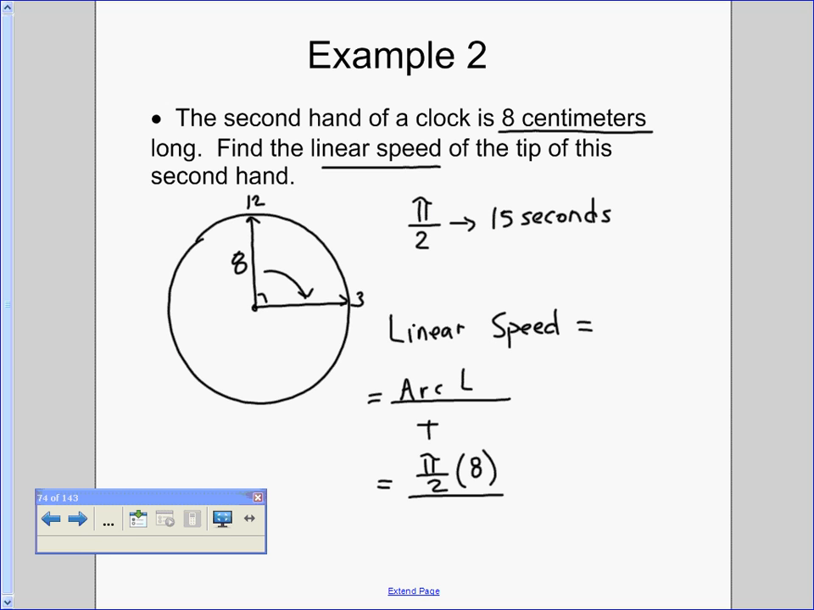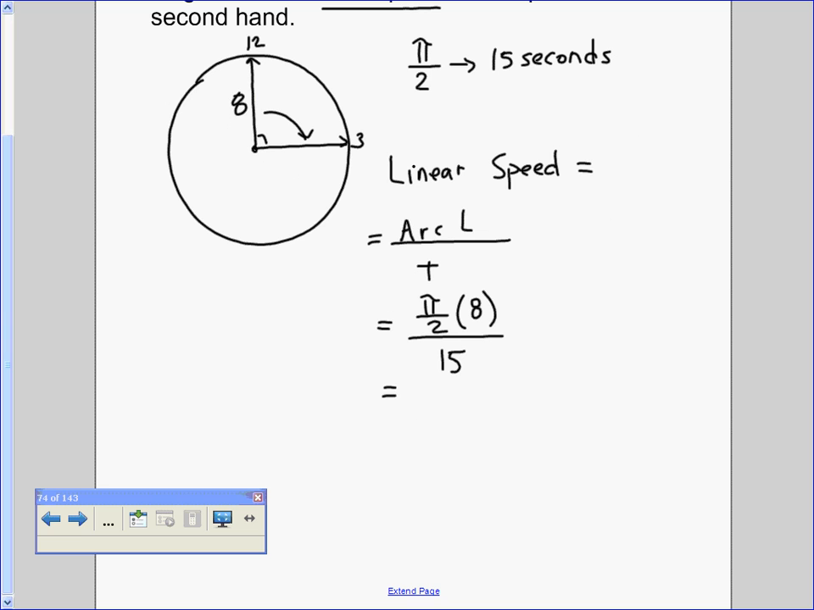Okay, and so that's going to give us our arc length, and it's going to take 15 seconds for us to produce that arc length. So we divide by the 15, which is our time. And so we just simplify that. And when we do, we are going to end up with 4 pi over 15.